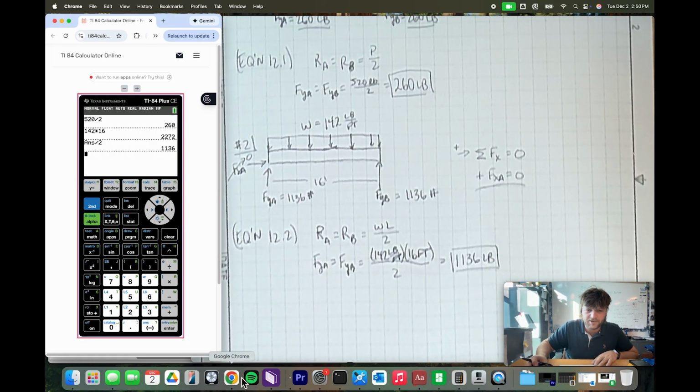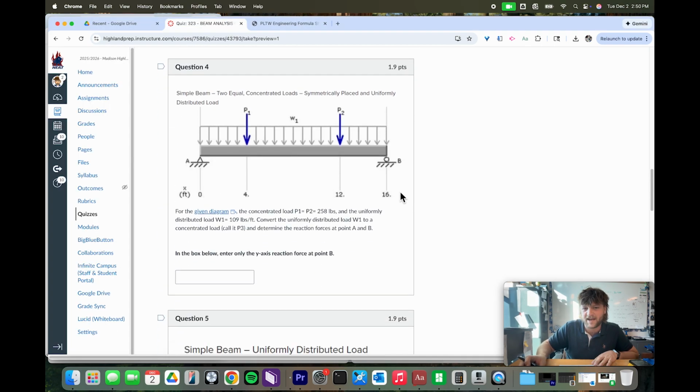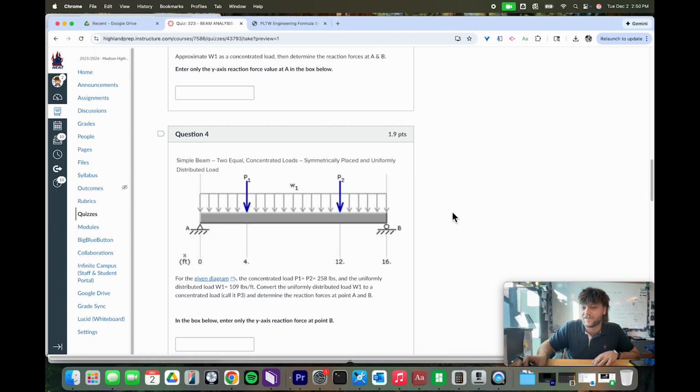Now we're going to go to the next problem. This one's going to be a little bit more of a challenge, and it's actually going to be a combination of two of these scenarios. As you can see here, we've got P1 and also P2. These are both occurring 4 feet away from the supports. This one is 4 feet away from point B, and this one is 4 feet away from point A.